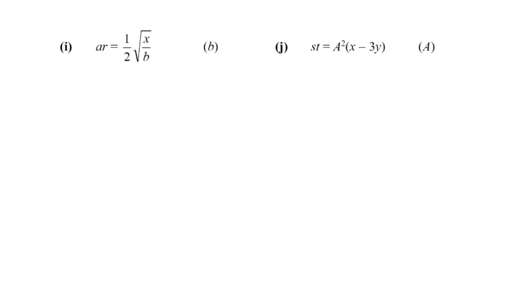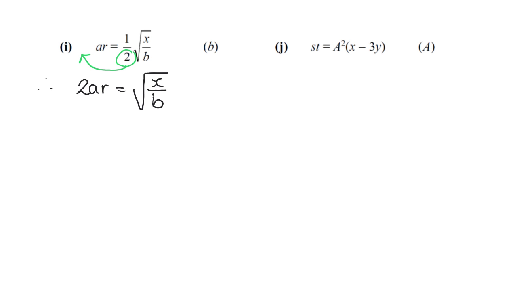So we want to tidy it up and get rid of as many of those awkward elements as early as possible. First thing I would say is, if it's a half on the right-hand side, I would multiply by 2, bringing the 2 up to the left-hand side, which would get rid of that fraction. So if we multiply the left-hand side by 2, we have 2ar, and that removes the half, equals the square root of x over b. That's what we've done there, we've just taken this 2 and multiplied.